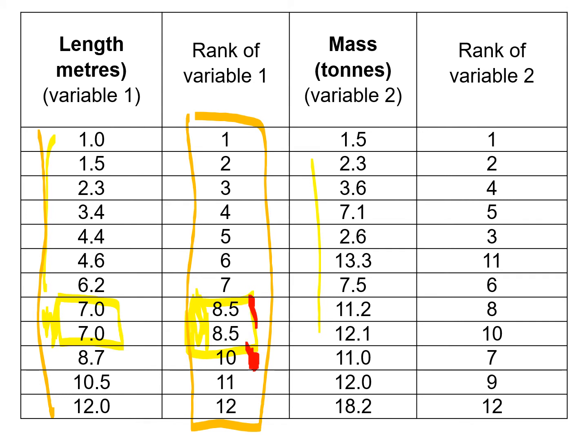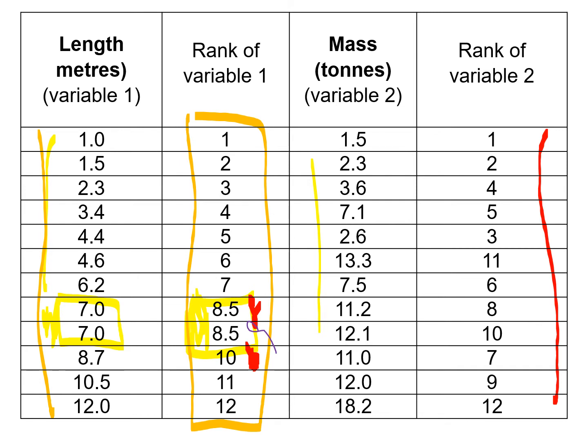So if they would have been 8 and 9, they both get 8.5, and then the next rank jumps up to 10. Okay, so you can see there, jumps up to 10. So it goes 1, 2, 3, 4, 5, 6, 7, 8.5, 8.5, 10, 11, 12. And if you had 3 that were the same, you'd give them the same mean and then jump up to 11. Okay? Right, now you can see over here, you do have to actually rank them.